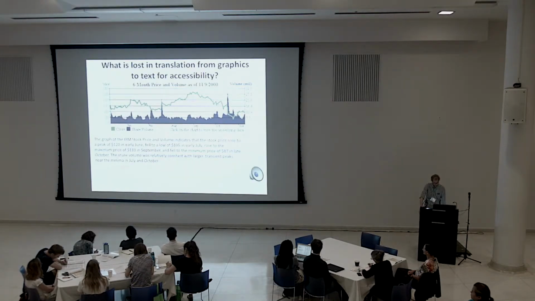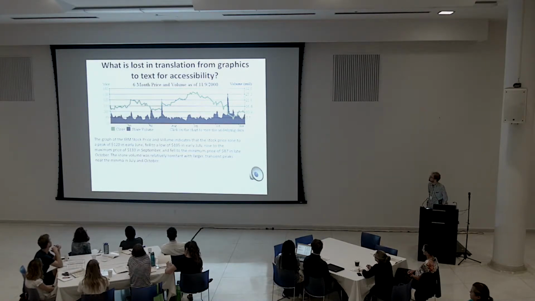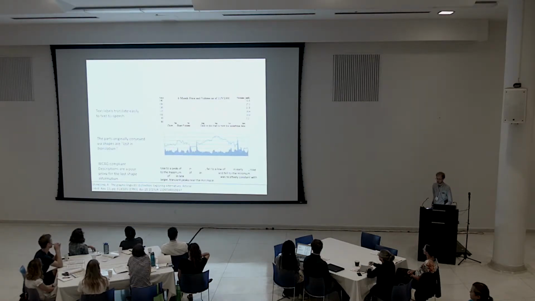The graph of the IBM stock price and volume indicates that the stock price rose to a peak of $120 in early June, fell to a low of $105 in early July, rose to the maximum price of $133 in September, and fell to the... So that goes for a while.